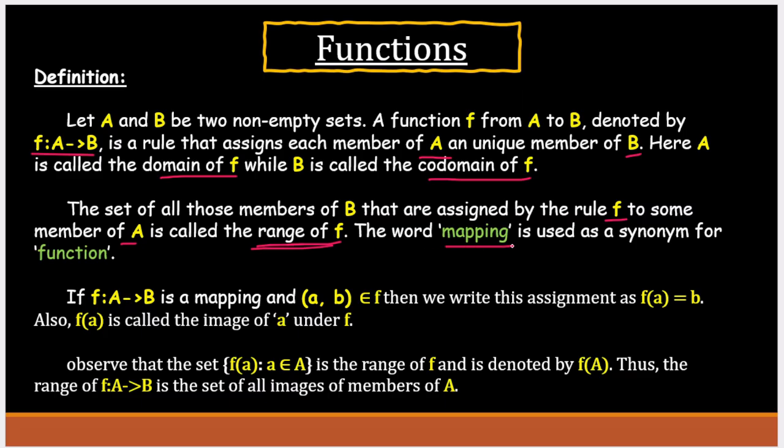The word mapping is used as a synonym for function. So here mapping and function are both the same. If f: A → B is a mapping and (a, b) belongs to f, then we write this assignment as f of a is equal to b. Also, f of a is called the image of a under f.